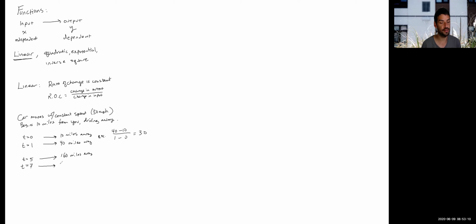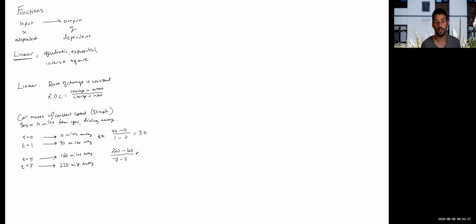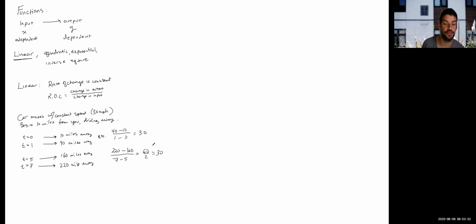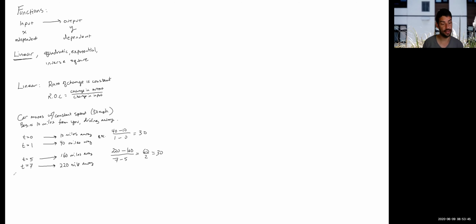And at t equals 7, it will be 220 miles away from you. Well, the rate of change here is going to be the change in how far away it is. So from 220 minus 160 over how many hours have passed: 7 minus 5, or 2. We get 60 over 2. We get 30, right? So we're still getting that 30 miles per hour here. And so it didn't matter if we looked at the first hour or between the 5th and the 7th hours, that rate of change is constant, okay? This is not always the case.